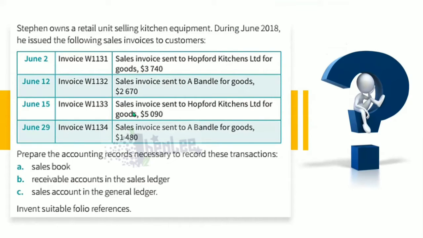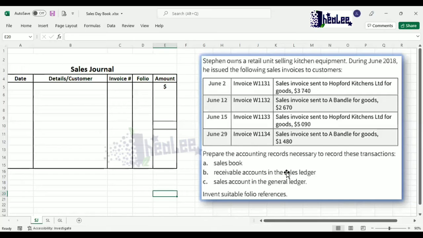Very important. What you're required to do is to prepare the accounting records necessary to record these transactions. A, sales book. B, receivable accounts in the sales ledger. C, sales accounts in the general ledger. And you are to invent suitable folio references. Today, as I indicated in this lesson, all I'm looking at is A, which is the sales book. In another session, we will look at the others. So let us move into preparing the response for part A of this question.